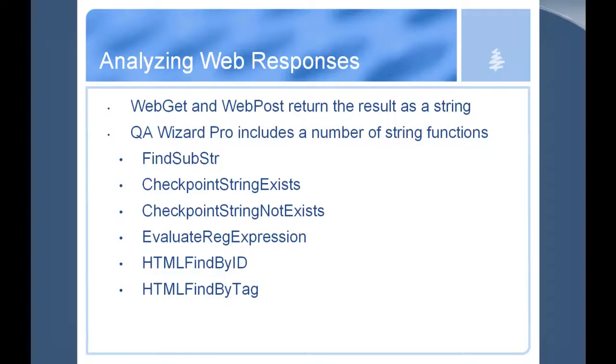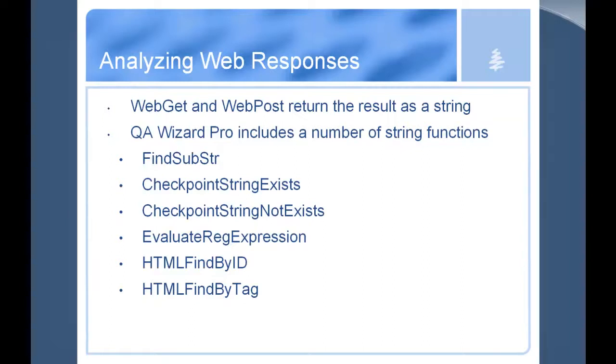And those do exactly what you expect. They let you search a string to see if another string exists in it. Checkpoint string exists will fail if it can't find the string, and conveniently, checkpoint string not exists will fail if the string is there. So they're the two reverses of each other for you to look for something.